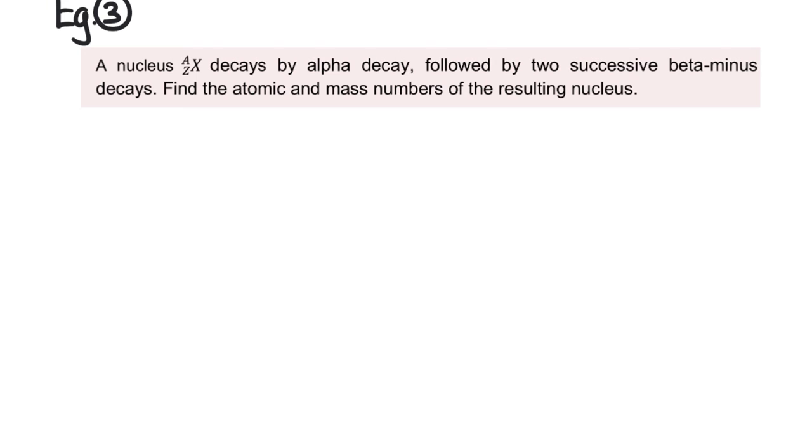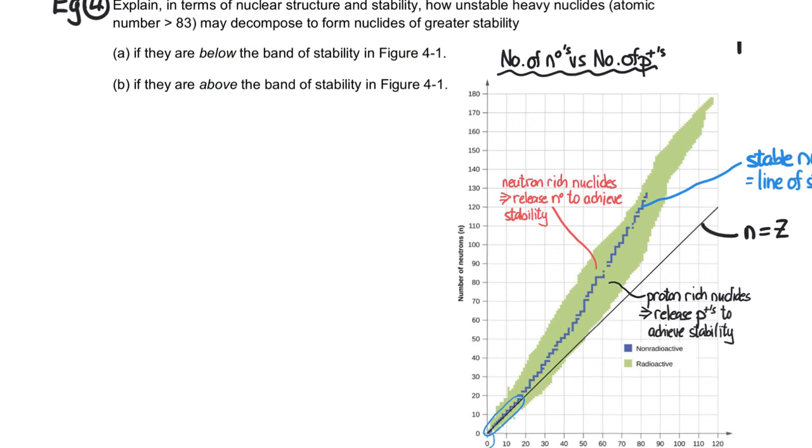So this example or exercise I would like you to do for homework. There's a nucleus X with mass number A and atomic number Z that decays by alpha decay, and then it's followed by 2 successive beta minus decays. Find the atomic and mass numbers of the resulting nucleus. So this is the first of the 2 homework problems I would like to give you.